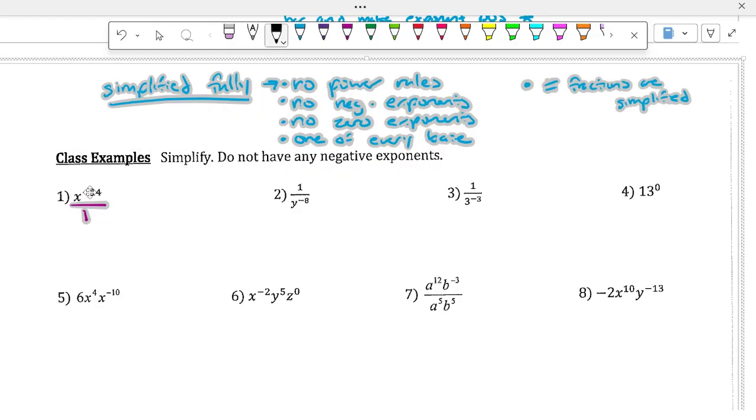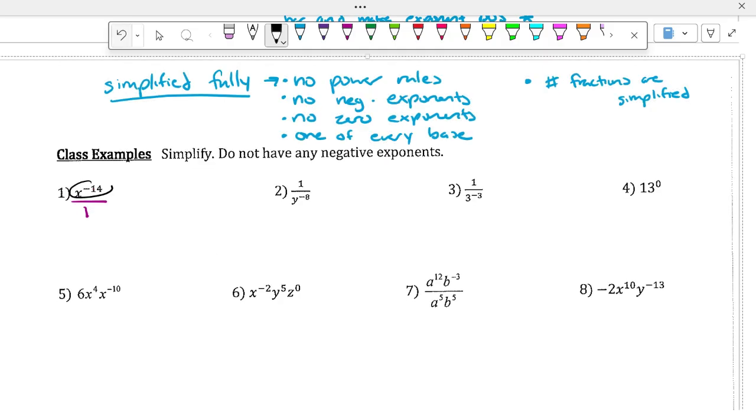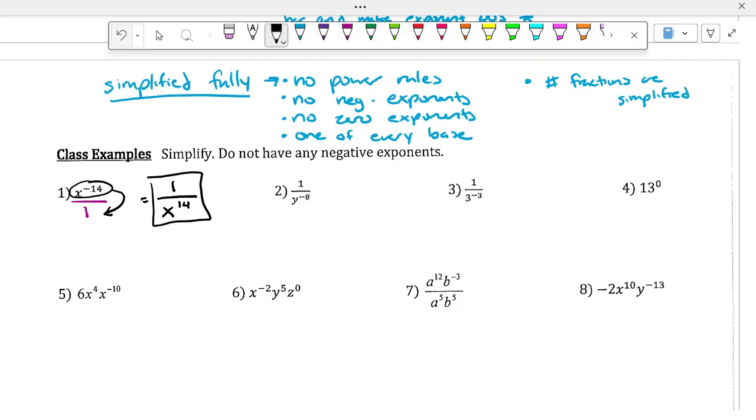So we're going to take this entire base and move it to the denominator. So the numerator becomes 1 and the denominator becomes x to the, and what happens when I move it? It becomes positive. So this is x to the 14th power.